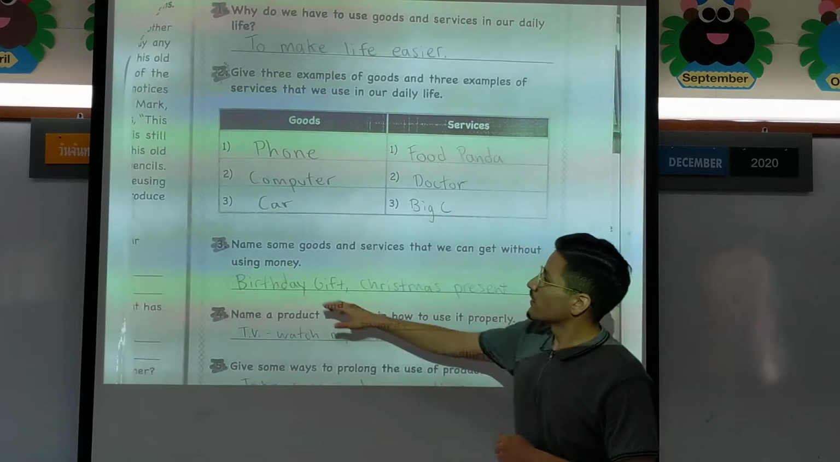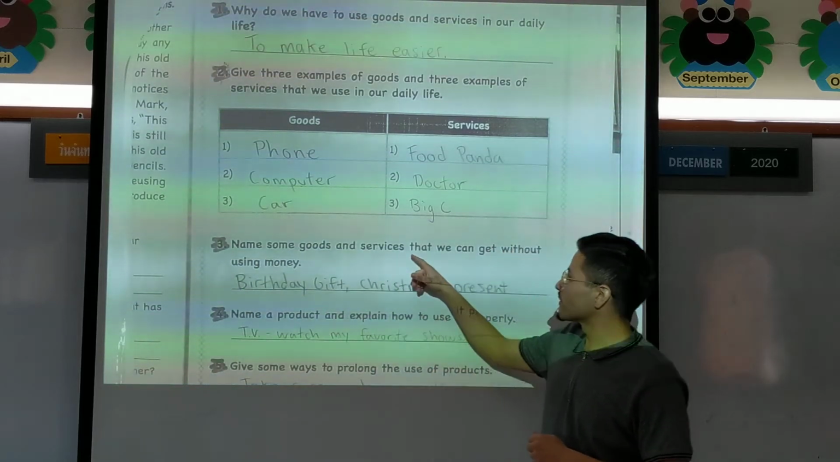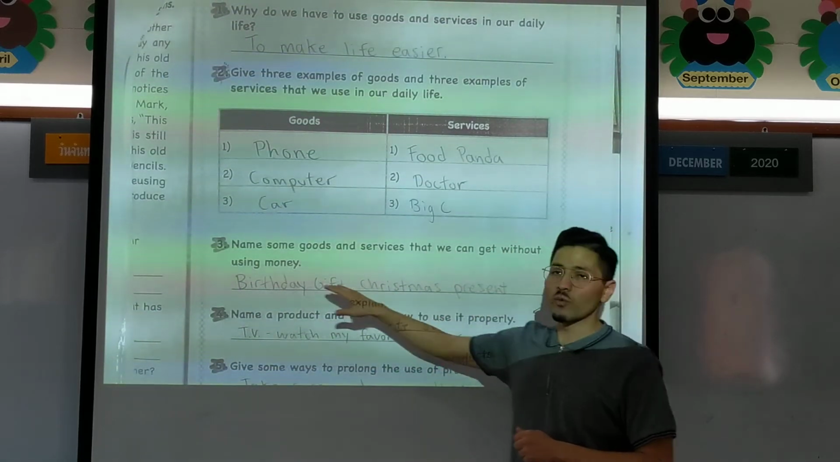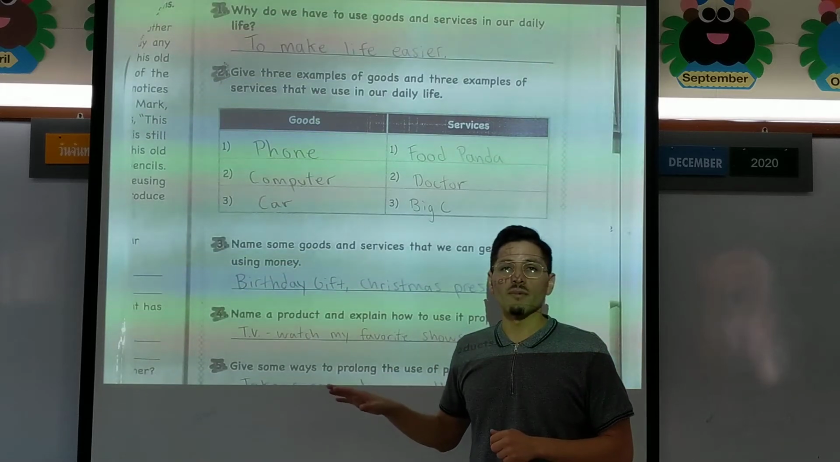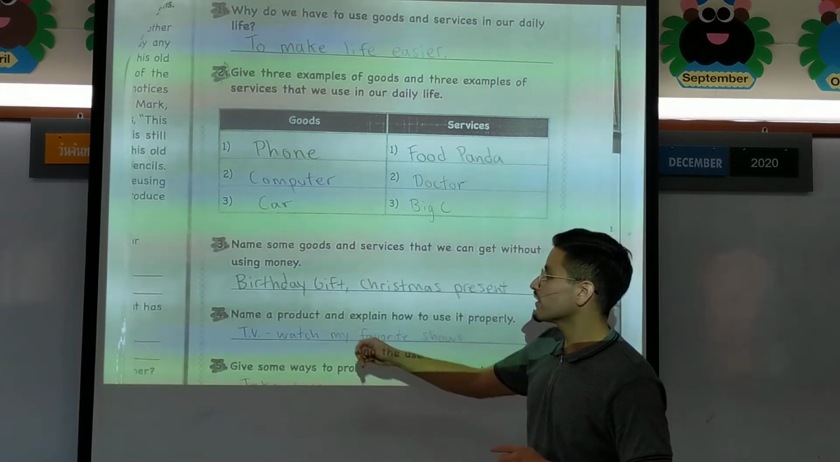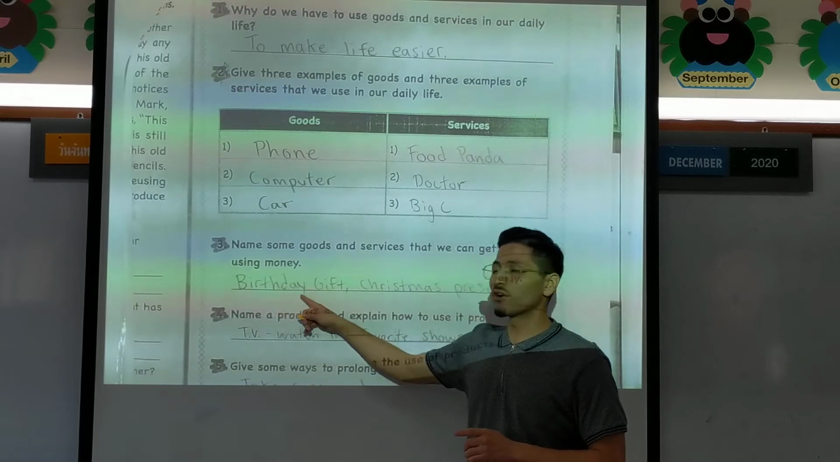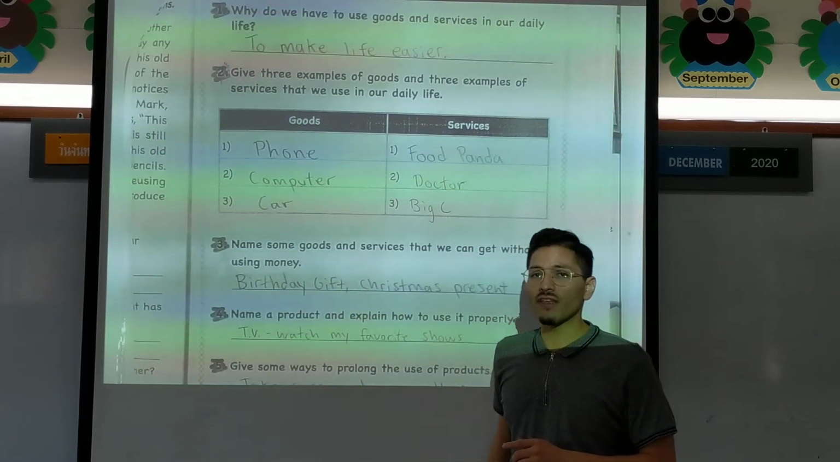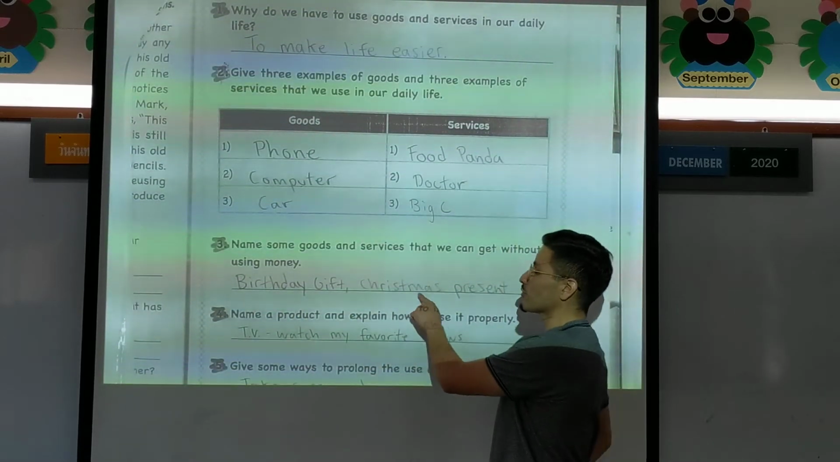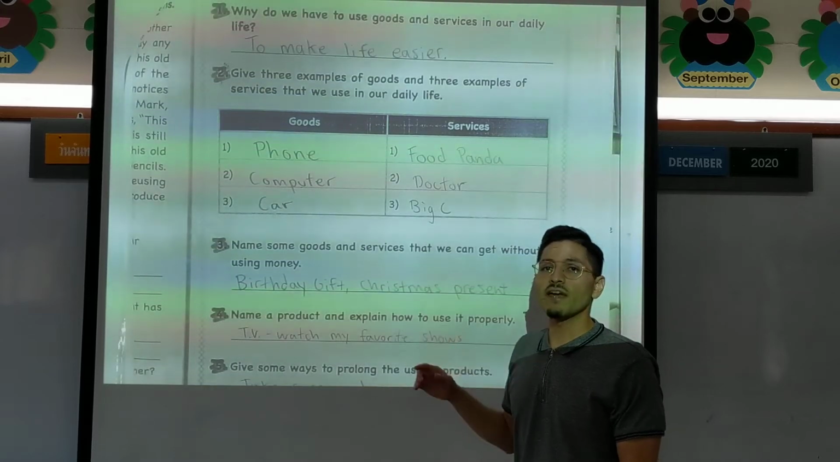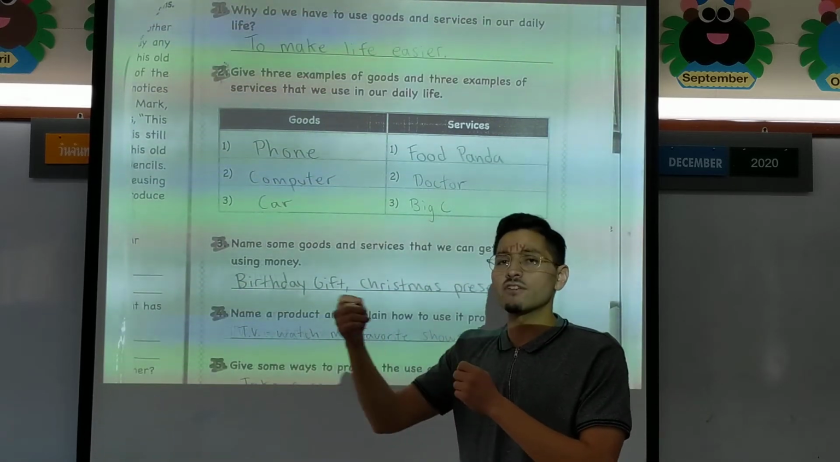Okay? Name some goods and services that we can get without using money. Remember, we don't have to use money for these. So if you get a birthday gift, you didn't pay for that. If you get a Christmas present, you didn't pay for it. Someone gave it to you.